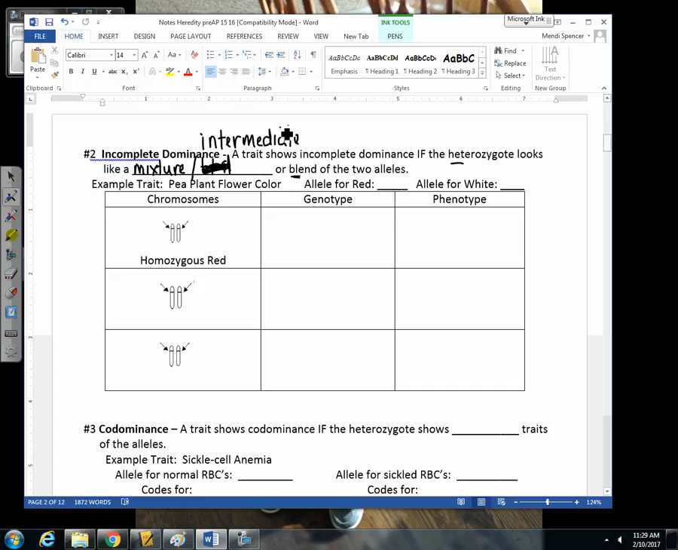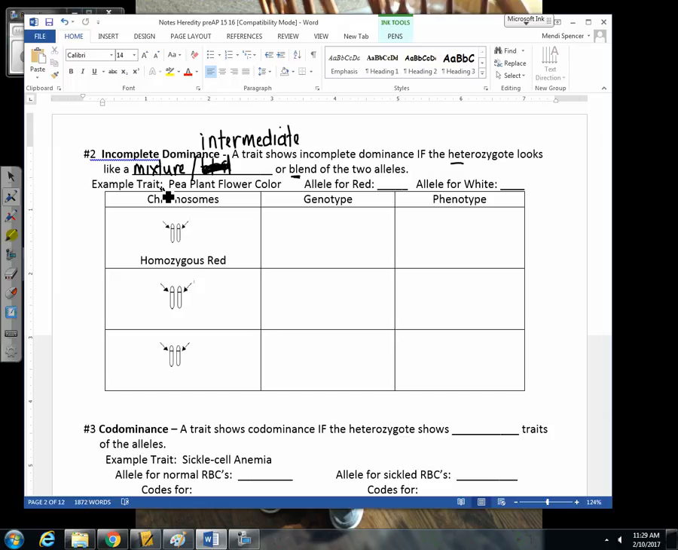Let's go through an example with this. In pea plants, for their flower color, there are two alleles in the population. One allele codes for red, and the other allele codes for white flowers. Now, we're going to write our letters differently, and this is how I teach my students. I'm not going to give one capital and one lowercase, because the red can't cover up the white, and the white can't cover up the red. They're incomplete to one another. One is not dominant to the other.